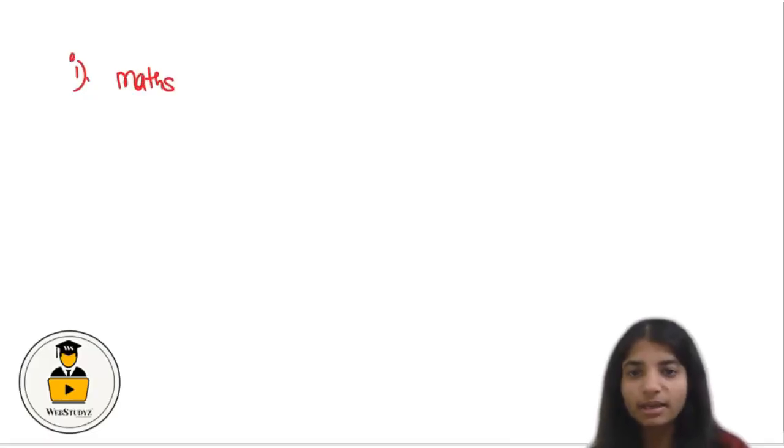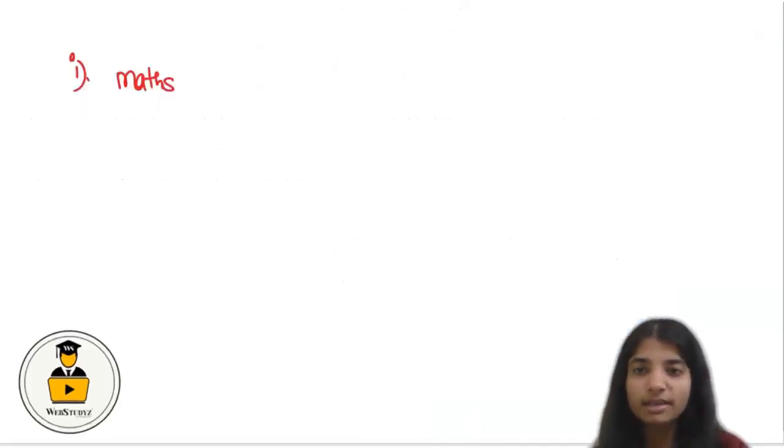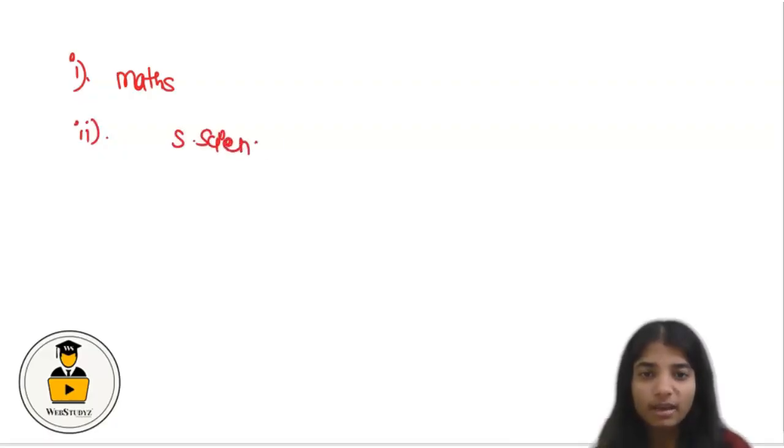Now let's discuss part 2. In part 2, in which subject is the improvement the least? Here they degraded in Hindi, from 72 to 65, but that is a degradation. We have to find the least improvement, meaning improvement must be there in that subject, however small. So from here, English has 3 marks, Maths has 7, Science has 4, and Social Science is 2. So the answer to part 2 is Social Science.